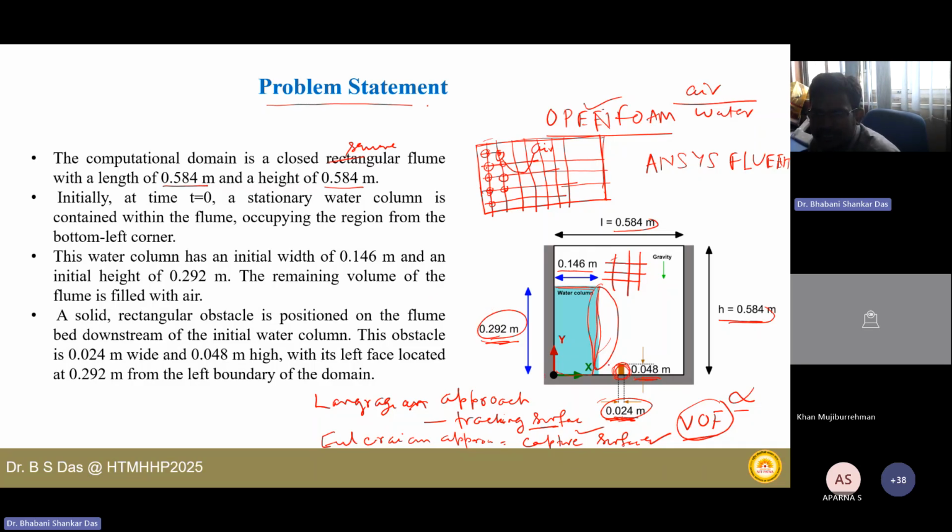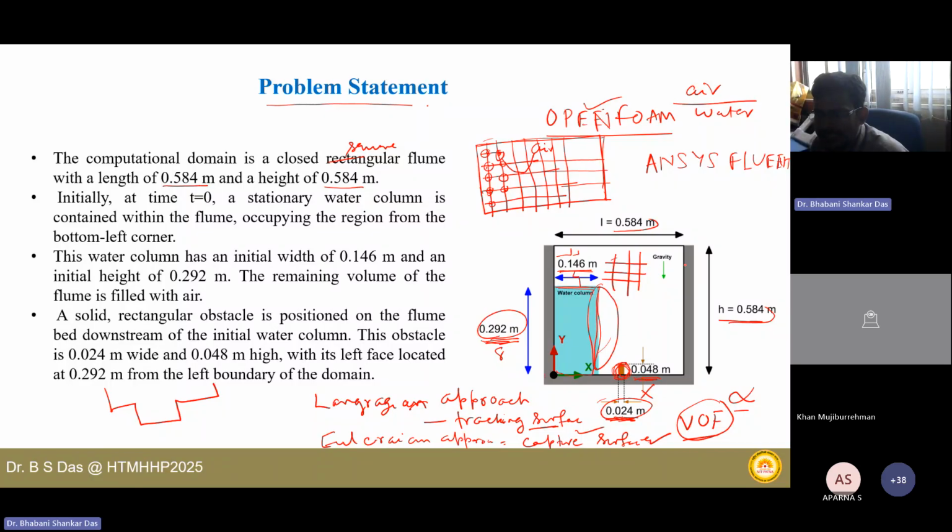And with a smaller value, the solution will be quicker. You can see this is 2 times 0.024, 0.048 is the 2 times, and 0.292 is the 8 times, and 0.146 is the 4 times, and you can see 0.584 is the 16 times of 0.024. So the grid will be generated with a multiplication of 2, 4, 8 in this manner. In yesterday's class, you developed a cross section for a compound channel by giving the coordinates in the software. Similarly here, to define this domain and this obstruction, we have to define the geometry and the coordinates in a similar manner.